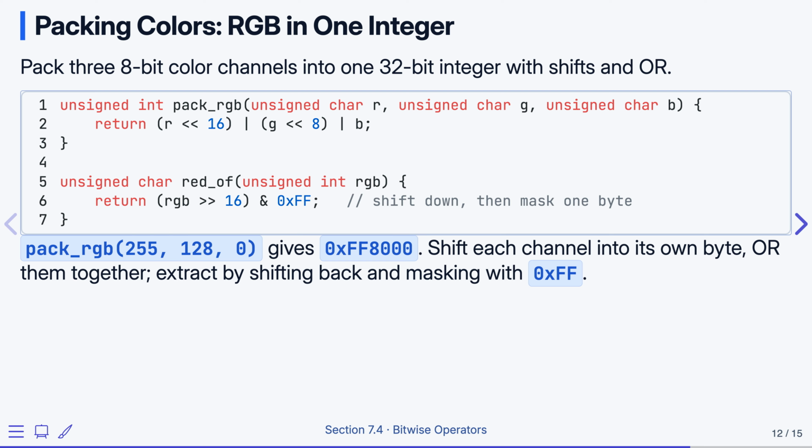Pack RGB of 255, 128, 0 gives hex FF8000. To pull a channel back out, red of shifts right by 16, then ANDs with hex FF to keep only that byte. This shift and mask pattern is how colors and protocol fields are read and written.